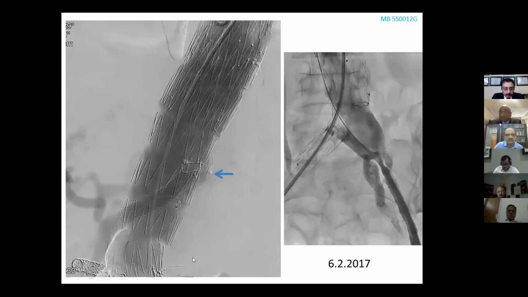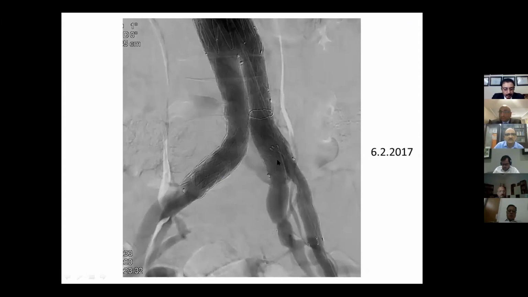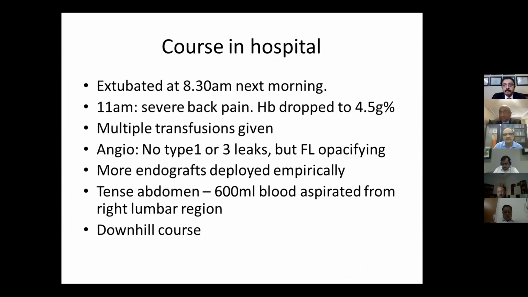We put a bifurcated graft lower down, extended it into the iliacs, and on the left iliac side, we put kissing stents to preserve flow into the internal iliac artery. So this was at the end. We had some gutter leaks from the left side, but we thought that will settle down. And this itself had taken a lot of time. And she was extubated only the next morning.